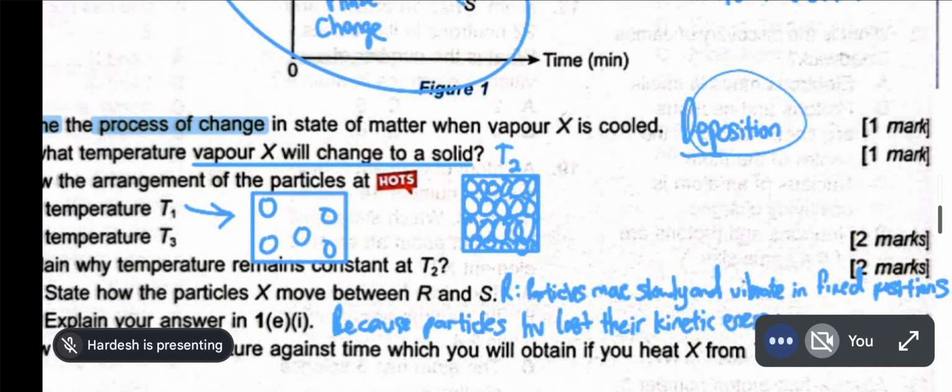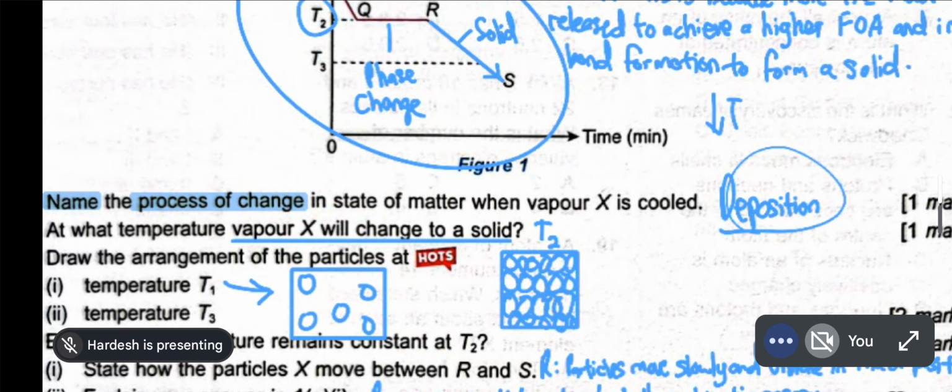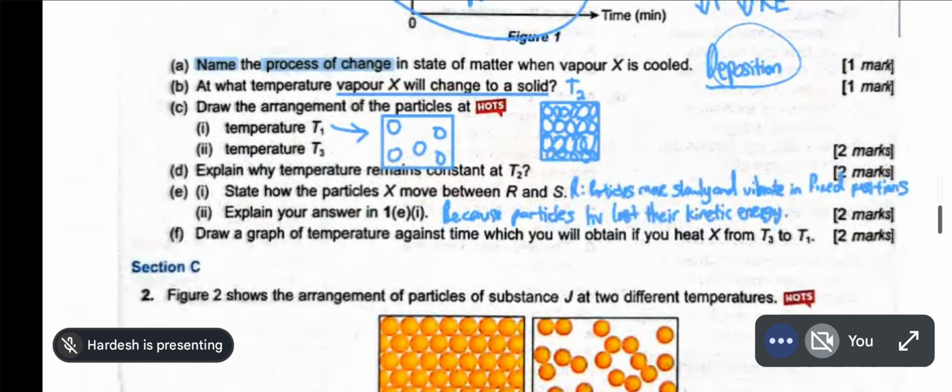As you go down, it will keep getting slower and slower. And it will vibrate less and less in a fixed position, because there's less heat energy. So they will move slower and slower. Why? Because as temperature goes down, kinetic energy also goes down. All clear? Okay.